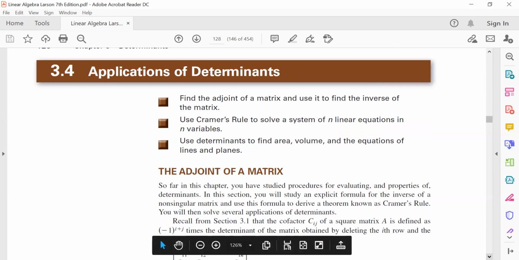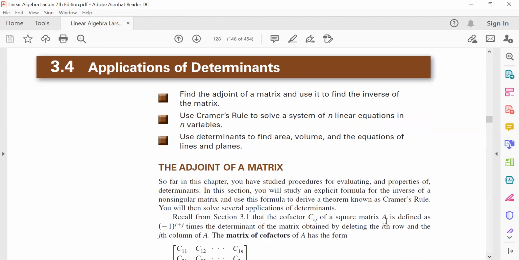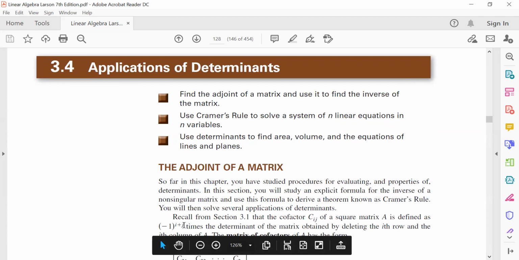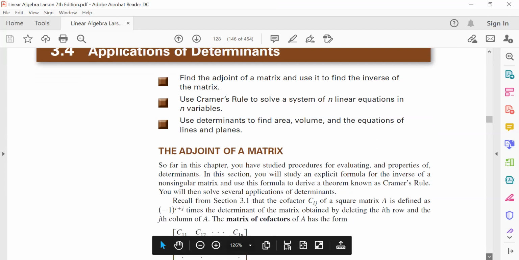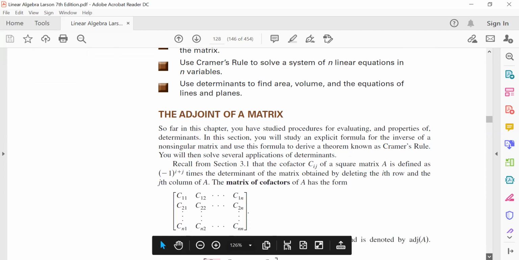We learned that a cofactor is defined by -1 to the i plus j power times the determinant of the matrix obtained by deleting the ith row and the jth column. A matrix of cofactors would be, instead of having A11, A12, A1n, you have C11, C12, C1n, and so on. So every A that was here gets replaced by its cofactor. That's the matrix of cofactors. I don't want to dwell on this too much.